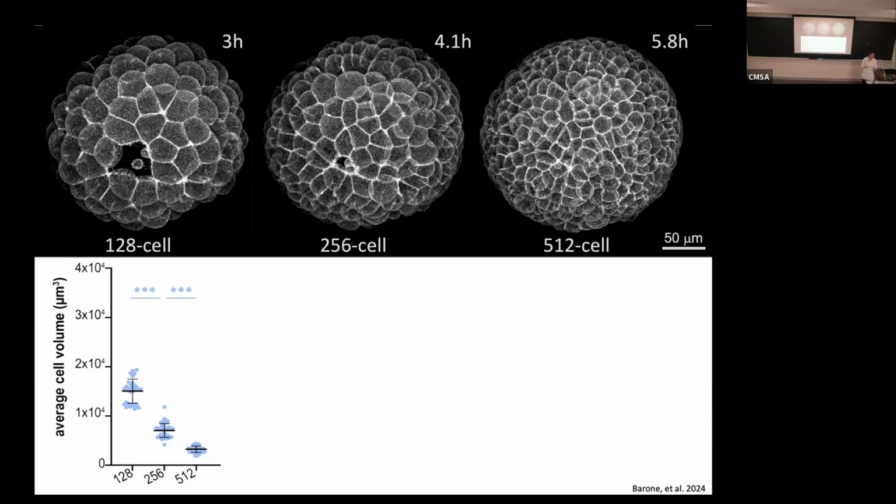Let's get started from where we left. And where we left was that we were thinking about how we can use confocal imaging and really quantitative approaches to understand cell shape, to understand this process of changes in shape of the early embryo.